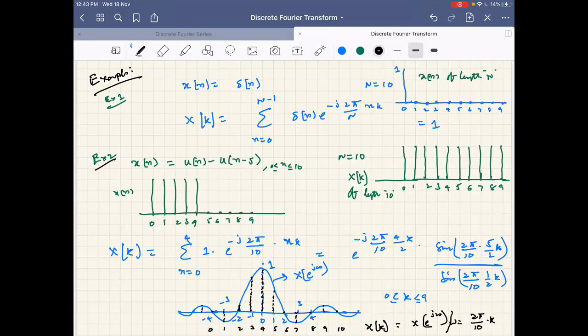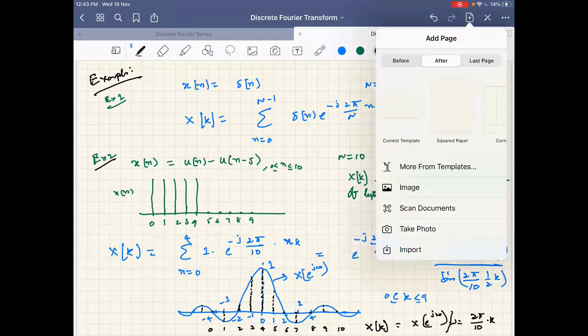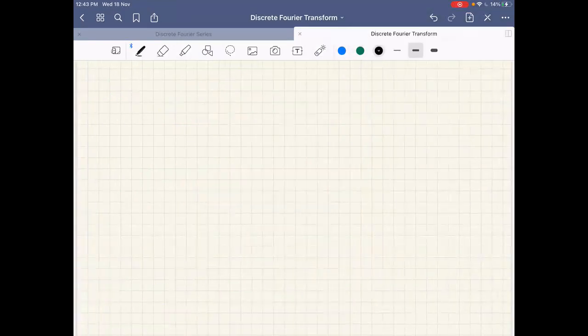Let us move on to the discussion on the properties of discrete time Fourier transform. How do they differ with respect to the discrete Fourier series properties? Or what is the similarity between the properties of discrete Fourier series, discrete Fourier transform, and discrete time Fourier transform?